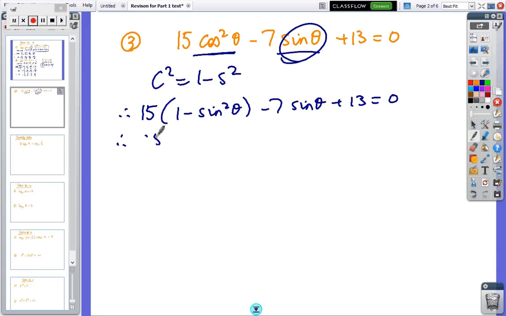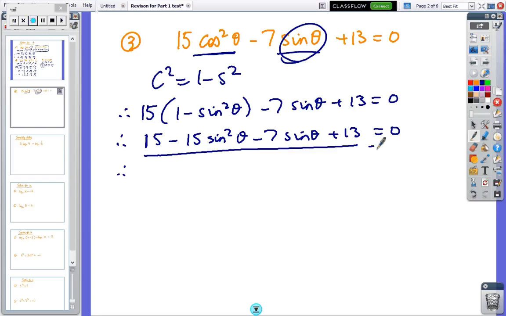Multiply through. 15 minus 15 sine squared theta minus 7 sine theta plus 13 equals 0. Take all of that to the other side to make them pluses. So I've got 15 sine squared theta plus 7 sine theta, 13, 28, 15 minus 28 equals 0.